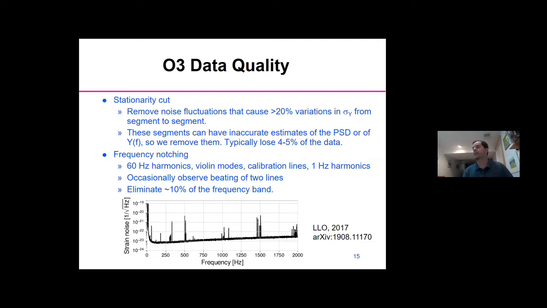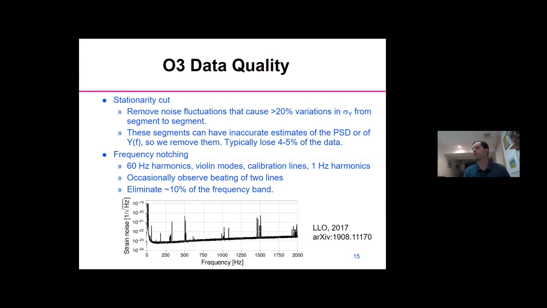And then we study the data both in time and in frequency domain. In the time domain, we look at the power fluctuations in the data. So we basically look at the variance, sigma y, and we look at how it changes from segment to segment. And we impose a requirement that the power fluctuations must be smaller than 20%.